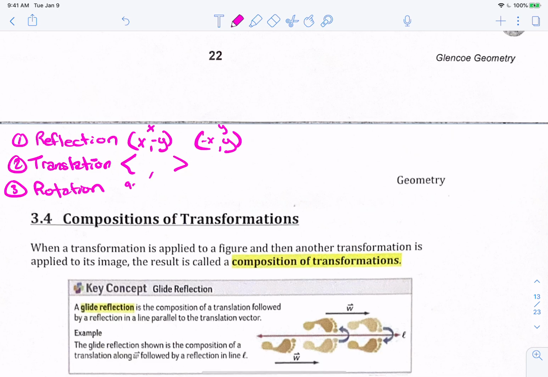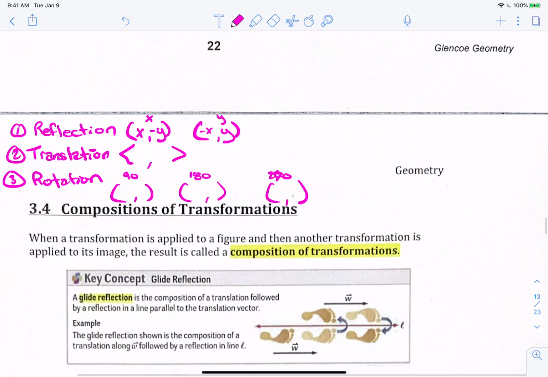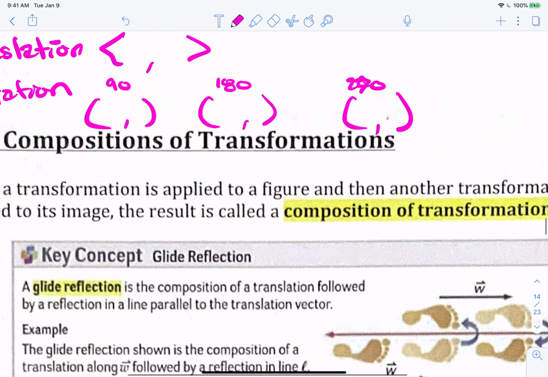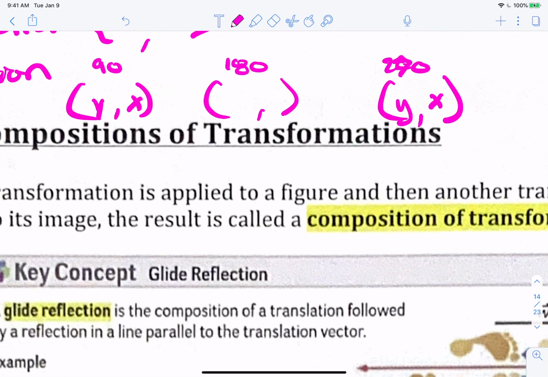Rotations, you have 3 rotations. They are 90, 180, 270. Let's write the rule for those. This is where you're flipping it and turning it. Now, here's the deal. You're going to have to memorize these for the test, and I'm going to show you how to memorize them right now. 90 and 270, you flip them. So it goes y, then x, y, then x. One of them becomes negative. 90 and 270, they both are y, x, y, x. One of them becomes negative.